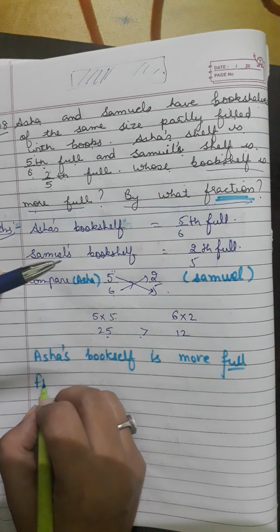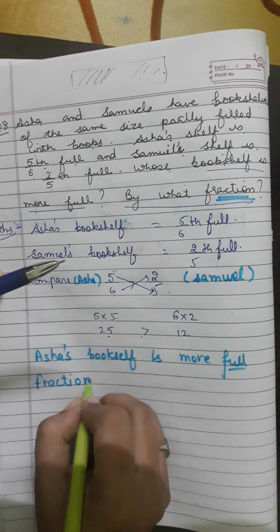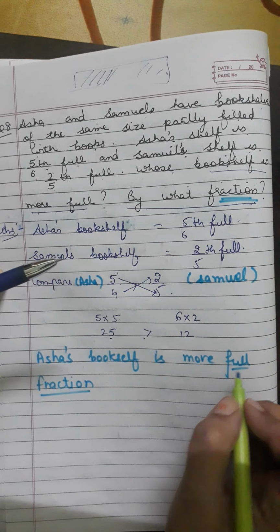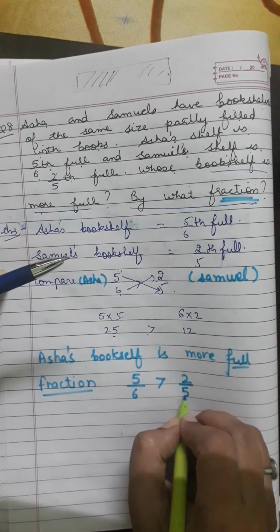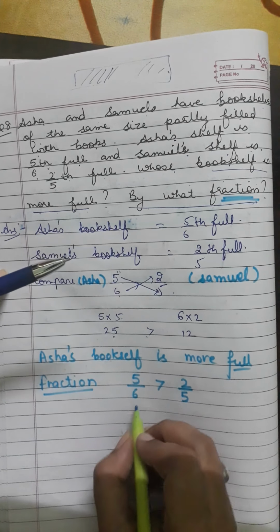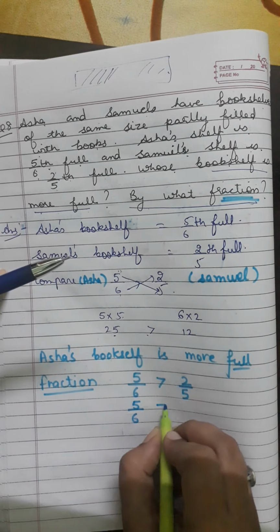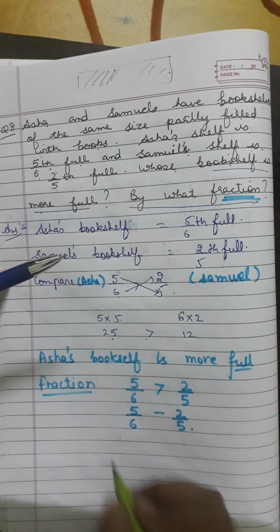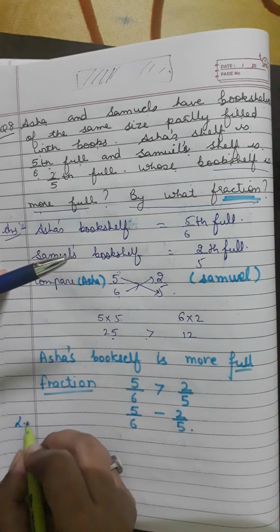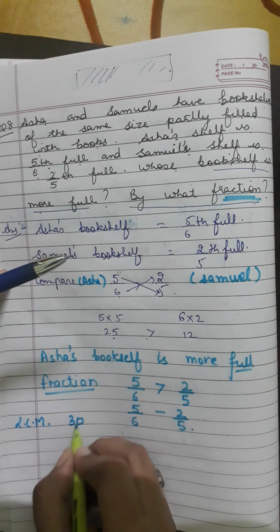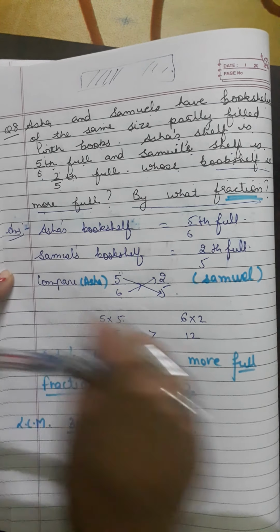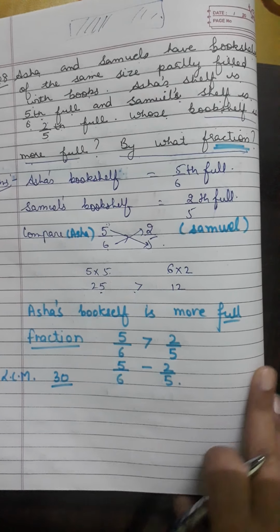So we will write the fraction. Since Asha's bookshelf is more full, it means 5 by 6 is greater than 2 by 5, and it means that we have to subtract 2 by 5 from 5 by 6. So our first step is to find the LCM. The LCM of 6 and 5 will be 30. You can find the LCM on your own.